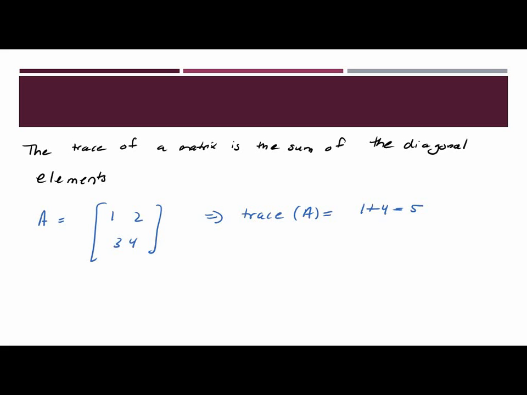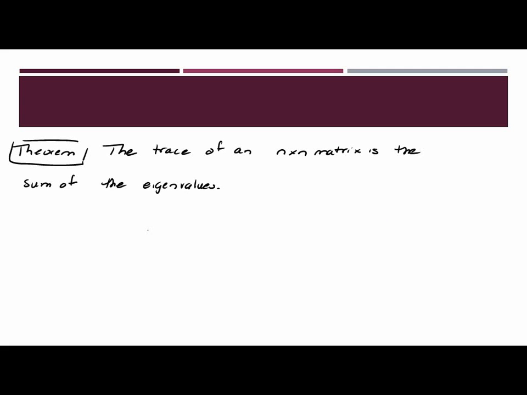The trace is just the sum of the diagonal elements of a matrix. So it's only defined for a square matrix, and in the case of 1, 2, 3, 4, it would just be 1 plus 4. I just add up the diagonal elements together. There's a theorem that says the trace of any matrix turns out to be the sum of the eigenvalues. And so I wanted to see why this was true.